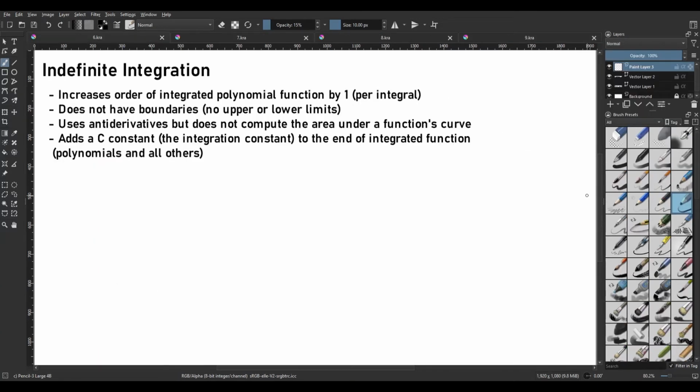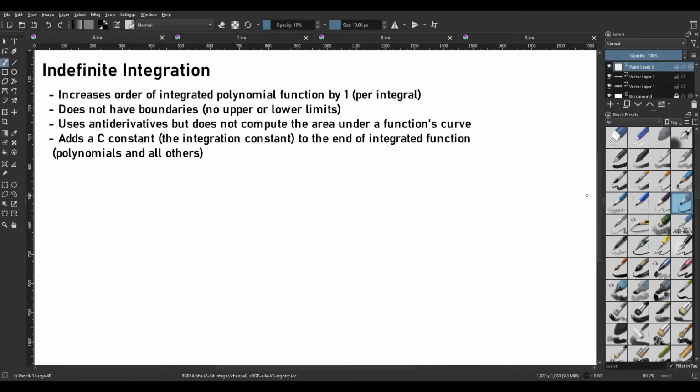Alright, so we finished the little section on definite integration, so now we're going to move on to indefinite integration. So I've got some bullet points lined out for us here, kind of going over what we discussed at the very beginning. So indefinite integration increases the order of the integrated polynomial function by 1, and that's once per integration. So if you have multiple integrals, it's going to increase by however many integrals there are. The order of that polynomial function is.